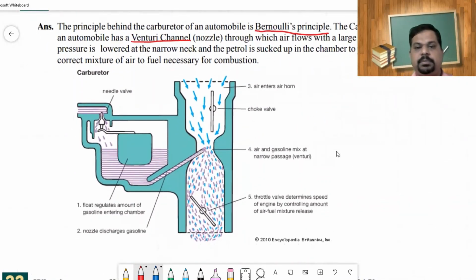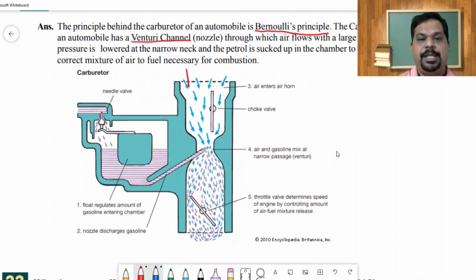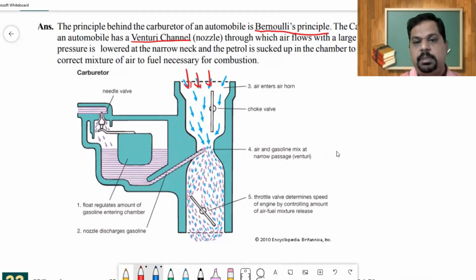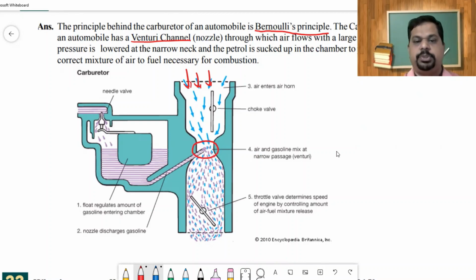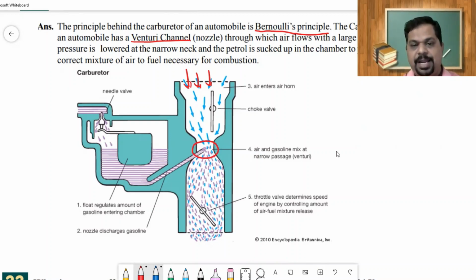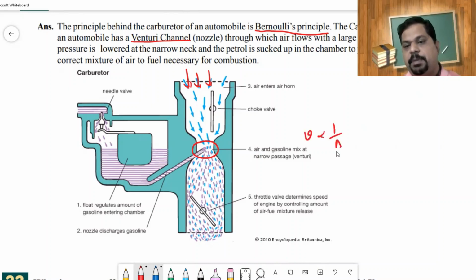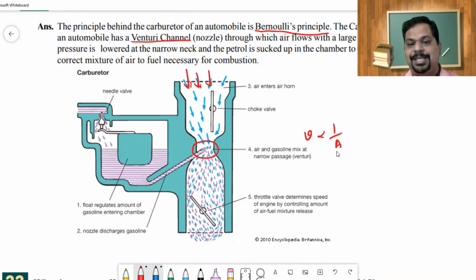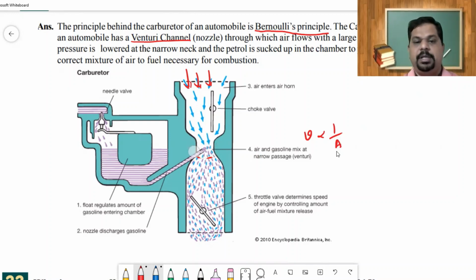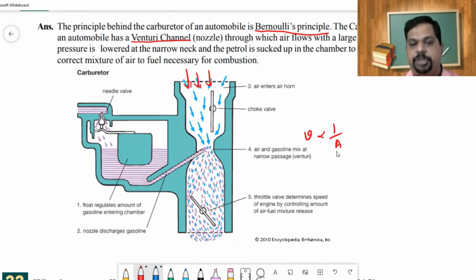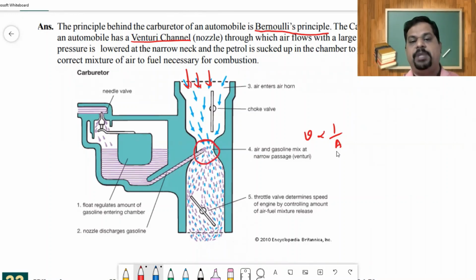See here, an important thing is, the air is coming from the outside. And remember, as this pipe is narrowed, this is called a nozzle, Venturi channel. This is how a venturimeter looks. So all of a sudden, when area decreases, the velocity, we know that velocity is inversely proportional to area. So as area is less, velocity is more. So what happens here? The air starts moving very fast. When the air starts moving very fast, it creates a low pressure. In this area, a low pressure will be created.